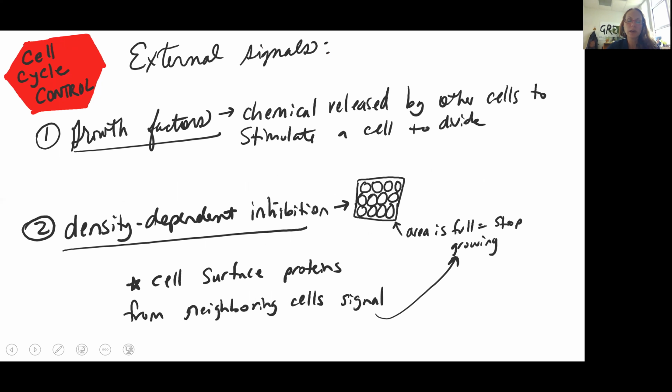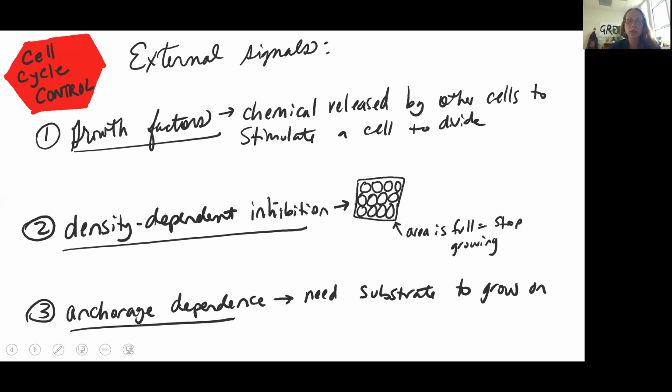Cells also demonstrate what's called density-dependent inhibition. So they're not going to grow on top of each other. When that area is full, cell connected to cell connected to cell, then neighboring cells send a signal and the cells will stop growing. If you scoop out some of those cells, then you'll see them go back into division until they've filled in that area. So this is going to be an important signal to keep cells from growing on top of other cells. And then third, you have what's called anchorage dependence. Here we see that cells need a substrate to grow on. They shouldn't just spontaneously start dividing in our body fluids.